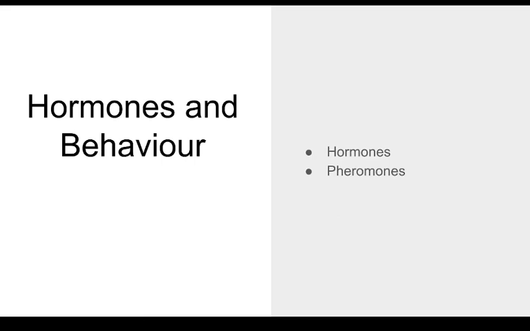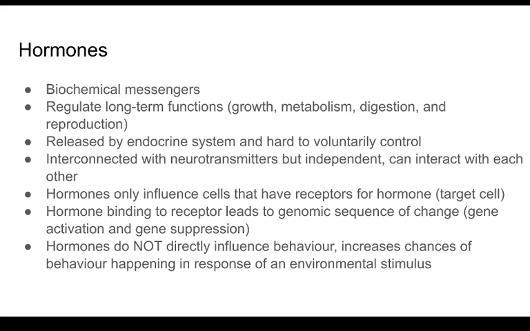Okay, so hormones are basically biochemical messengers. They usually regulate the long-term functions of our human body physiologically, like growth, metabolism, digestion, and reproduction. They are also released by the endocrine system and hard to fully control because it's your long-term bodily processes. They're also connected with neurotransmitters but independent. And they can also interact with each other.